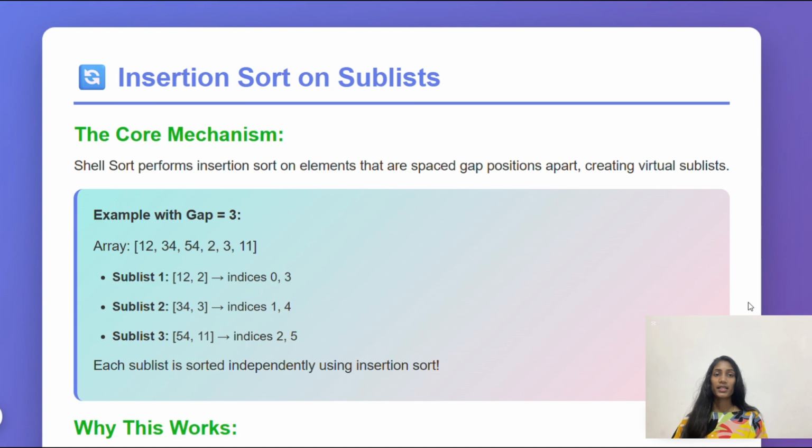Example with gap equals 3. Let's use the same array we saw earlier: 12, 34, 54, 2, 3 and 11. With the gap of 3, the array is divided into virtual sublists.